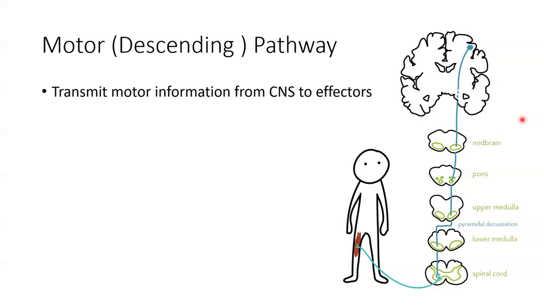So here we have a motor nerve impulse originating from the motor cortex. It travels down, or descends, through the brainstem. It decussates, or crosses over to the other side. It runs down the spinal cord to where it exits via a spinal nerve and innervates a skeletal muscle.